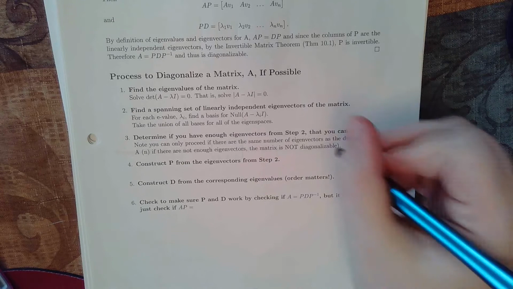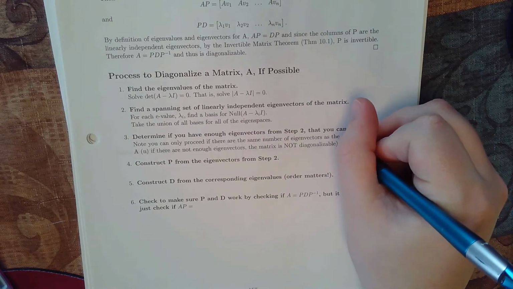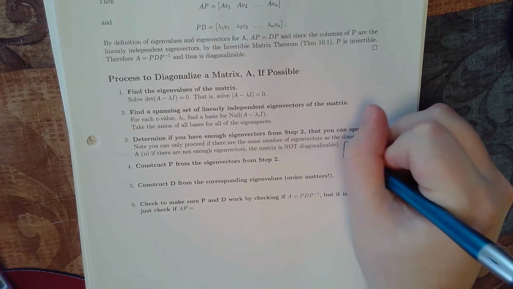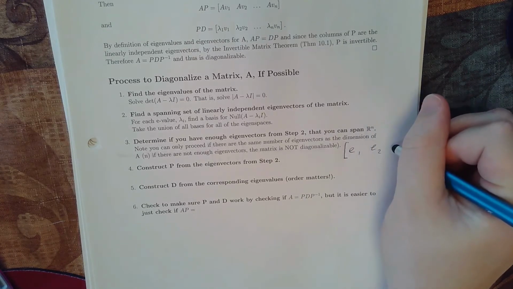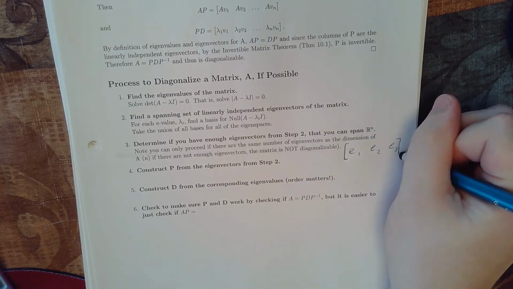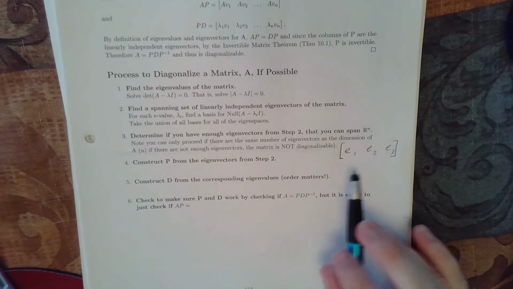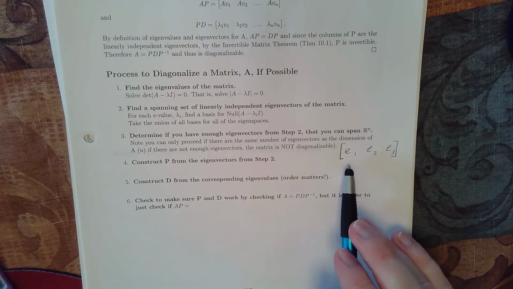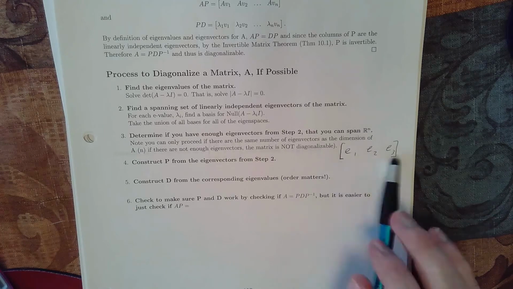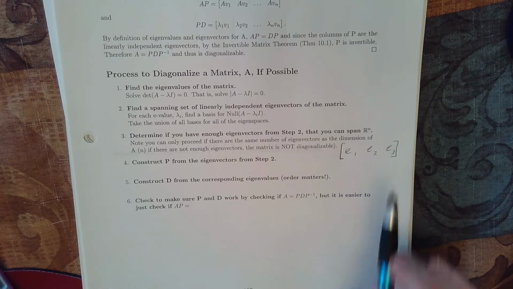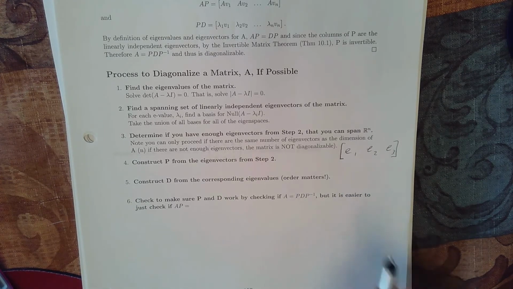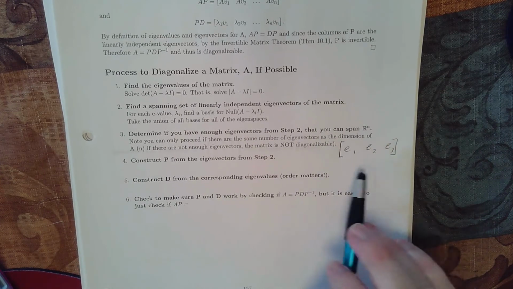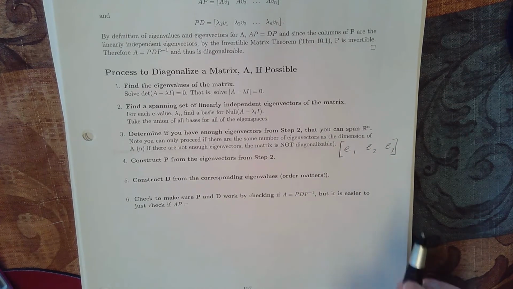So, for example, let's say we had E1, E2, and E3. So E1, E2, and E3 are going to be our eigenvectors, and if we have a 3x3 matrix, this is enough to give us something we can use for diagonalization. But if we have something that's bigger than a 3x3 matrix, we won't have enough.